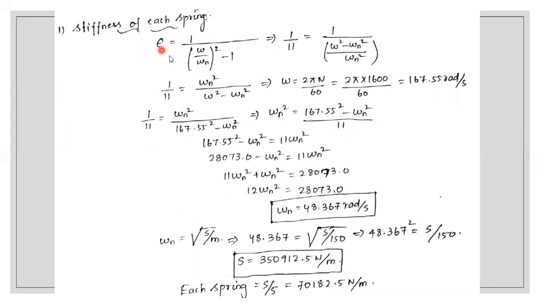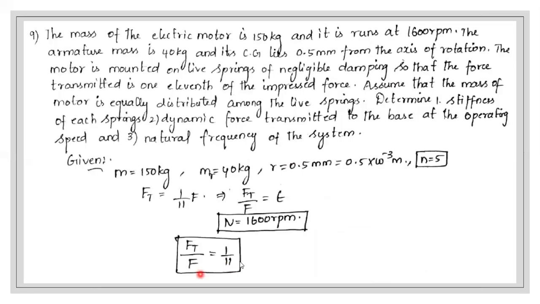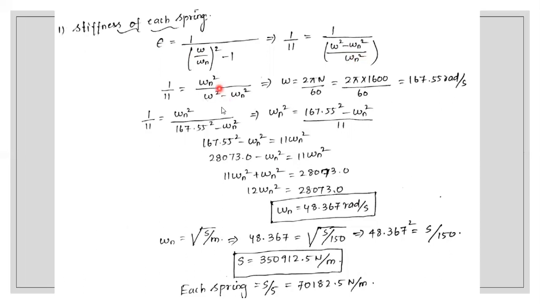This is the epsilon formula, and we can write it like this: epsilon equals omega square minus omega n square by omega n square, with omega n in the numerator. Instead of epsilon, we can substitute 1 by 11, because we know that FT by F is equal to 1 by 11, which is epsilon. Omega will be 2 pi N by 60, where N is 1600. So we can easily get the omega value, and omega n is the only unknown. Calculating that is quite easy.